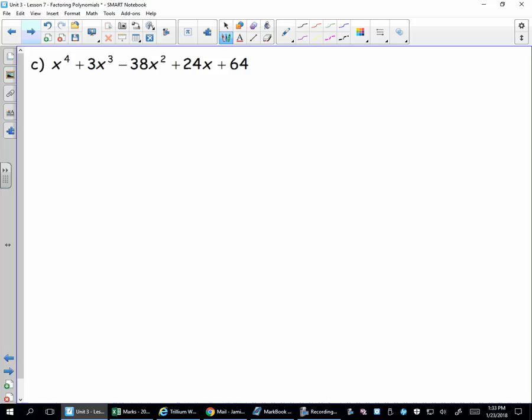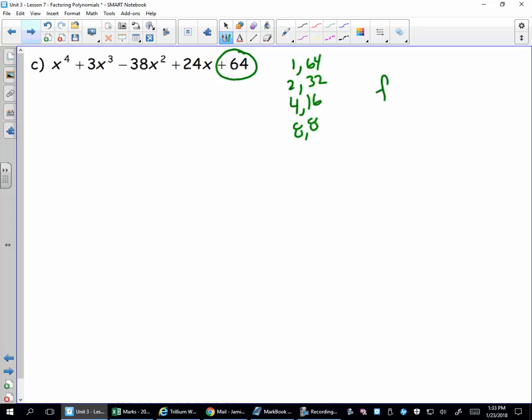Same procedures. I've got to think of factors that make up 64 to find my initial one. So 1 and 64, 2 and 32, 4 and 16, 8 and 8. Any one of those could be my number. Let's start with the easy one.